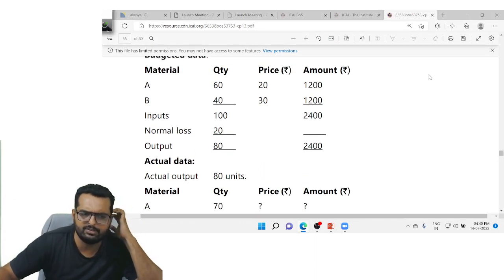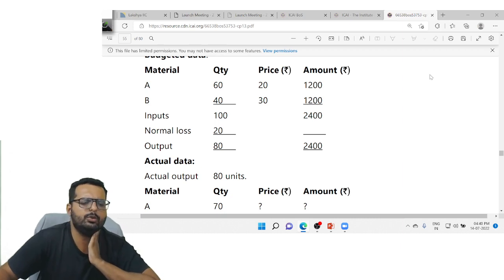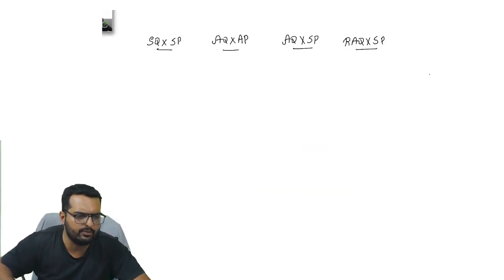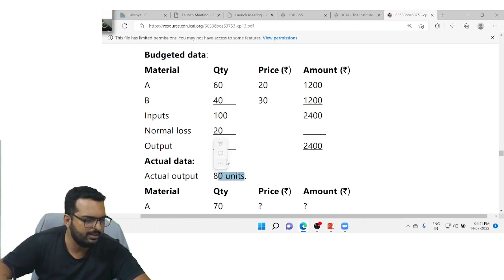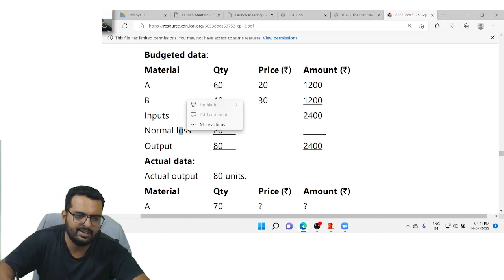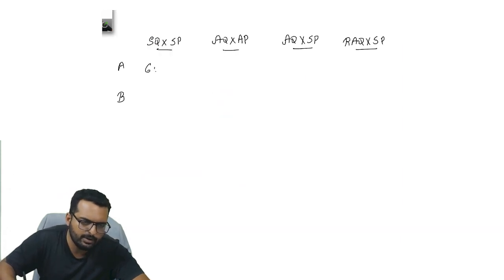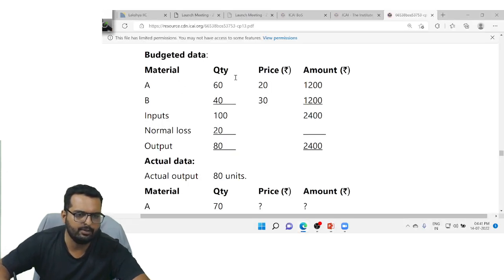Friends, SQ is based on actual output. So can you tell me what is the SQ that you get for A and B? Here the budgeted output and the actual output are the same. So since they are the same, this will itself be the SQ 60, 40. No difference at all. And the price is 20, 30. This part we have got.